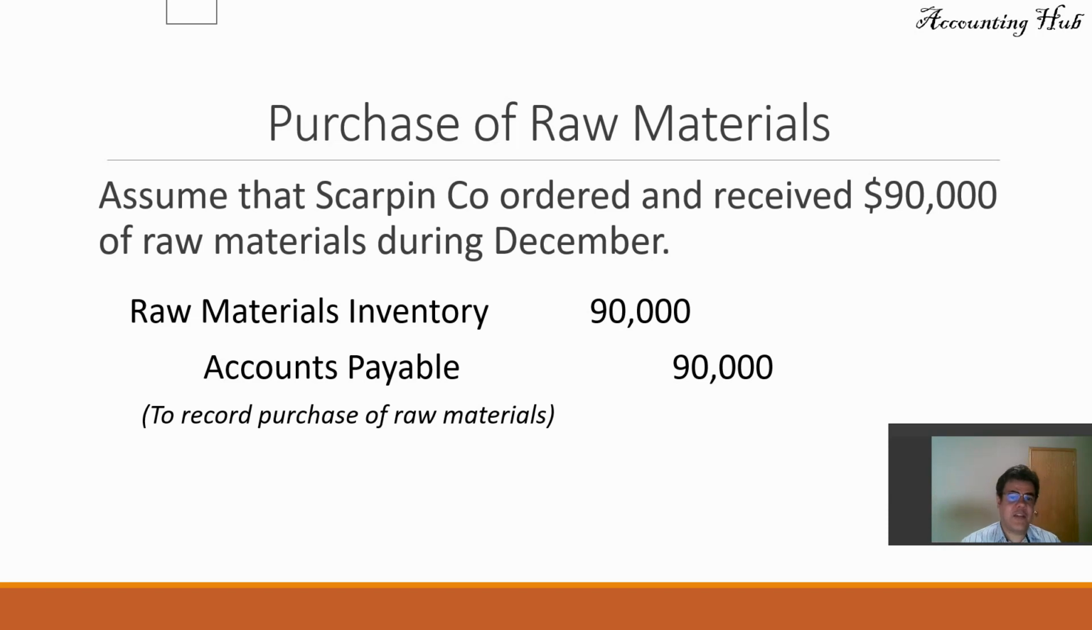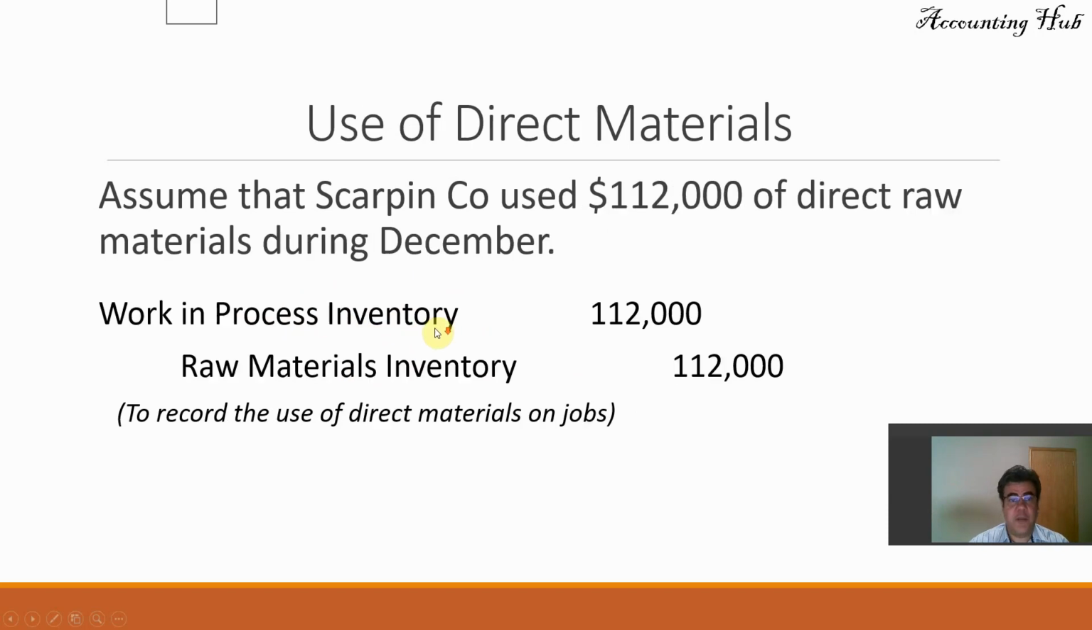So assume that Scarping Corporation ordered and received $90,000 of raw materials during December. Debit, raw materials inventory, credit, accounts payable, or cash. Exactly the same as merchandise companies. We are purchasing stuff. So we are increasing our inventory.